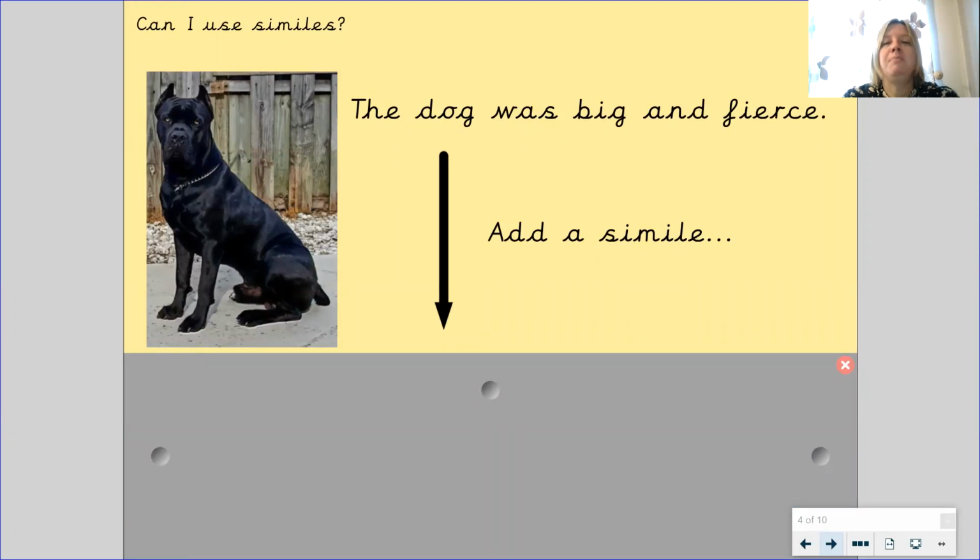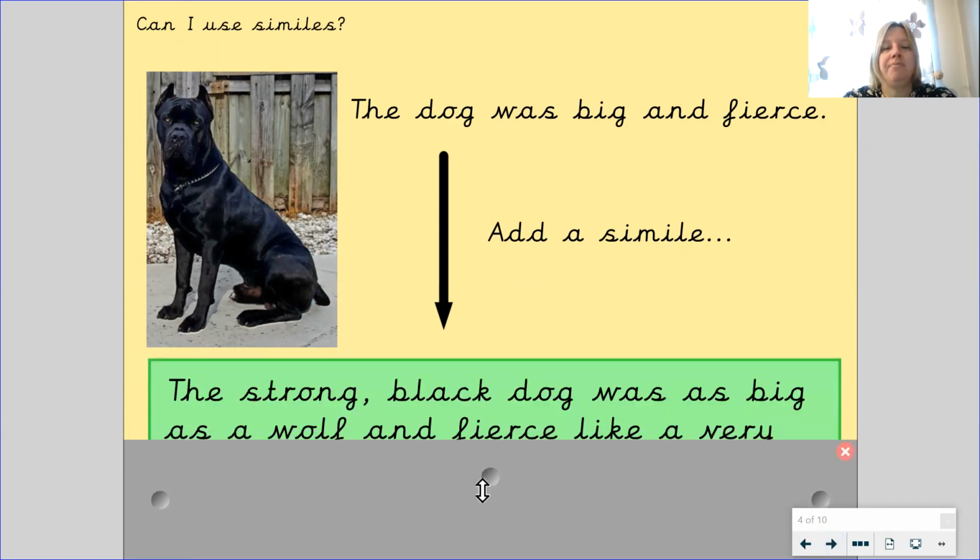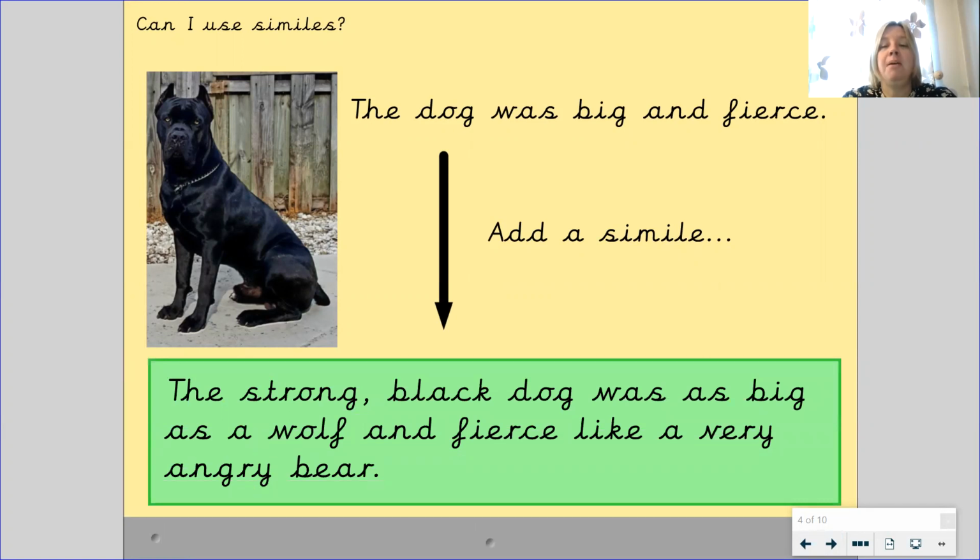The dog was big and fierce. We're going to look at this one together. I want to see if we can add a simile to this sentence. So we've got to compare the dog to something else, and we can use the word as or like. Let's have a look at one together. The strong black dog was as big as a wolf and fierce like a very angry bear.